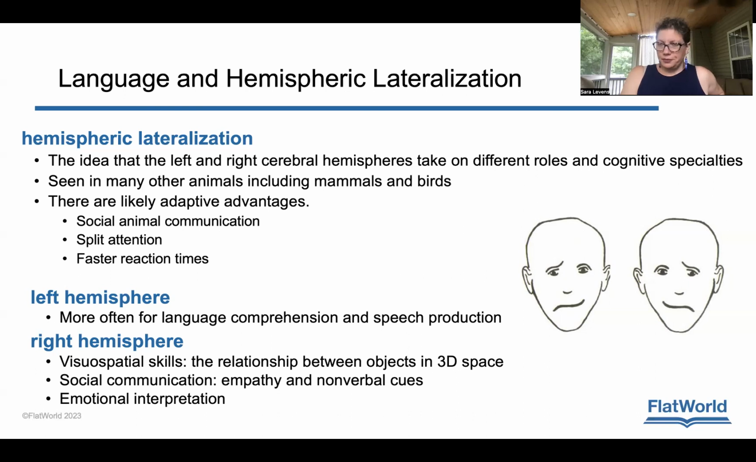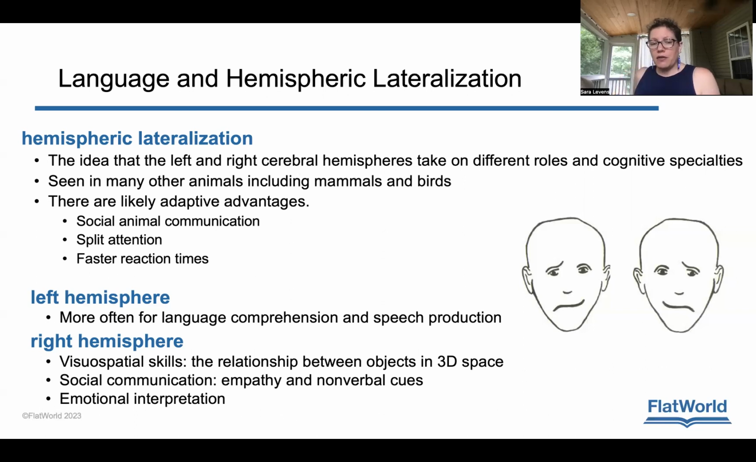So for us as humans, the left hemisphere is more often the primary language production and speech production area in terms of our language production cortices. And the right hemisphere, on the other hand, is a bit more involved in visual spatial skills, which is the relationship between objects in three-dimensional space. This is also involved in social communication for empathy and nonverbal cues and emotional interpretation.